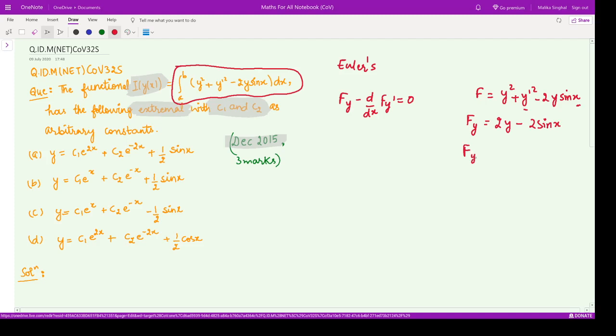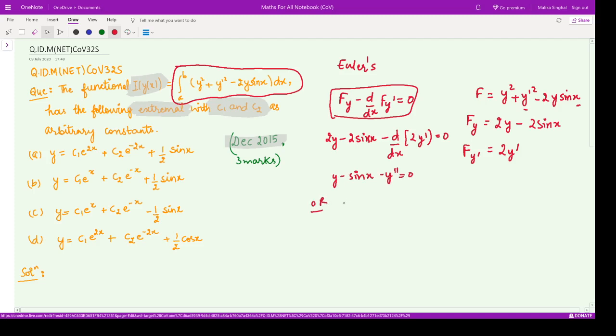Next we calculate fy dash, that is the partial derivative of this f with respect to y dash. So we clearly obtain 2y dash. Putting these values in our given equation, what we obtain is 2y minus 2 sine x minus first derivative with respect to x of 2y dash is equal to 0. Rewriting this equation, we obtain y minus sine of x minus y double dash is equivalent to 0, or y double dash minus y is equivalent to minus sine of x, right?